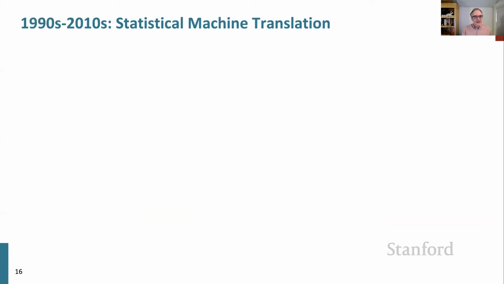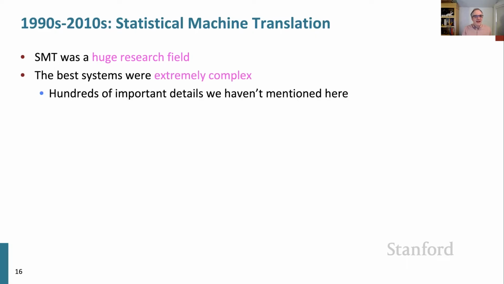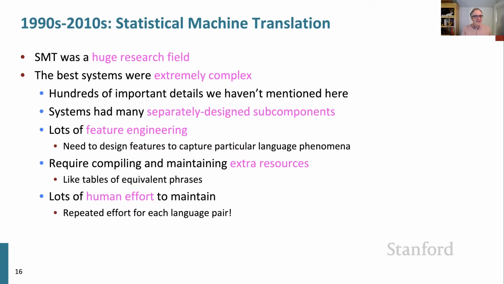Okay. So in the period from about 1997 to around 2013, statistical machine translation was a huge research field. The best systems were extremely complex. They had hundreds of details that I certainly haven't mentioned here. The systems had lots of separately designed and built components. So I mentioned a language model and a translation model, but they had lots of other components for reordering models and inflection models and other things. There was lots of feature engineering. Typically, the models also made use of lots of extra resources, and there was lots of human effort to maintain. But nevertheless, they were already fairly successful.